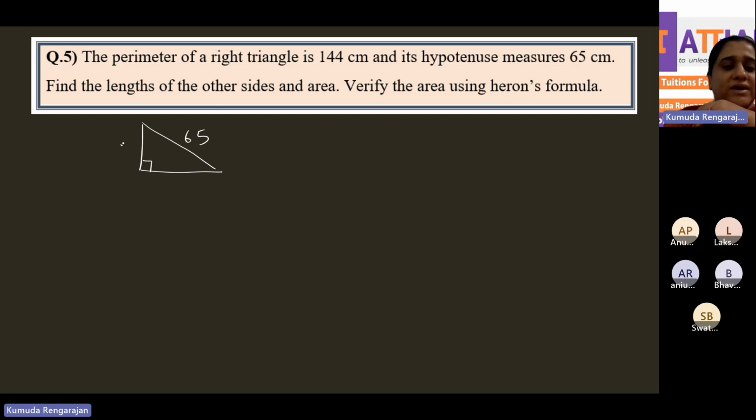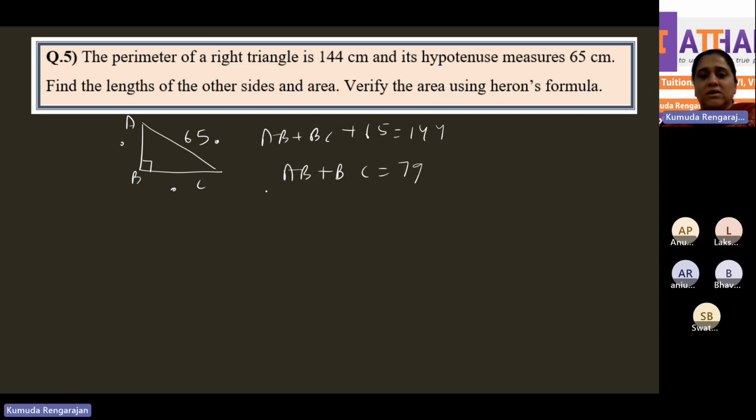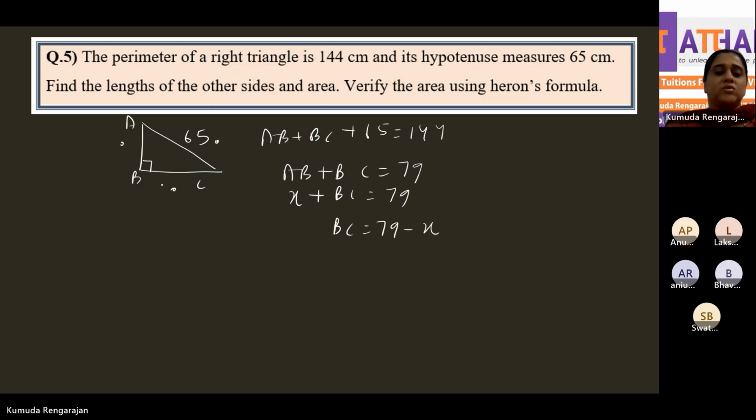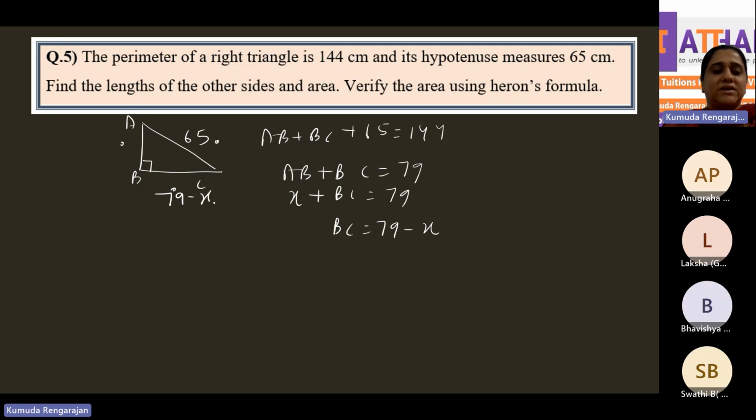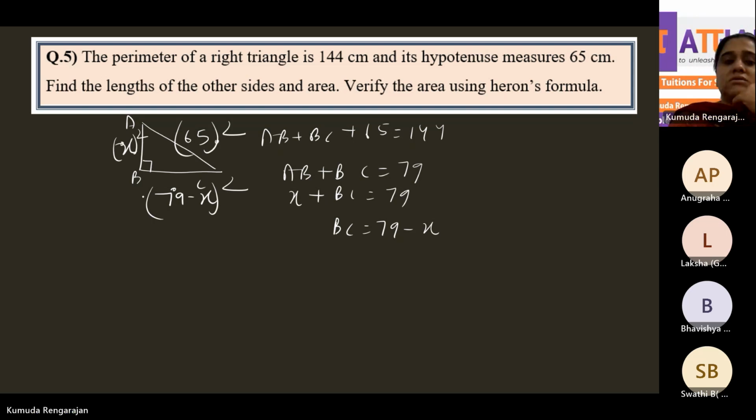That means this side plus this side plus this side is equal to 144. So if I call this ABC, AB plus BC plus 65 is equal to 144. Then you get AB plus BC is equal to 79. Now you should call anybody as X. If you call AB as X, then BC is equal to 79 minus X, correct? So you should write BC as 79 minus X and this one as X. Now you must construct the equation using Pythagoras theorem. AB square plus BC square is equal to AC square.